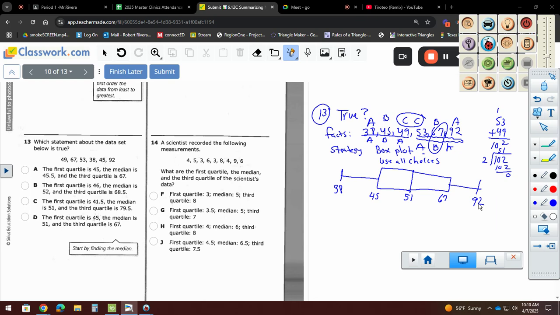Okay, Delilah, is there something wrong with A? What's wrong with it? Very good. The median is the problem. The median is not 45.5. The median is actually what? 51. Good job, Mija.